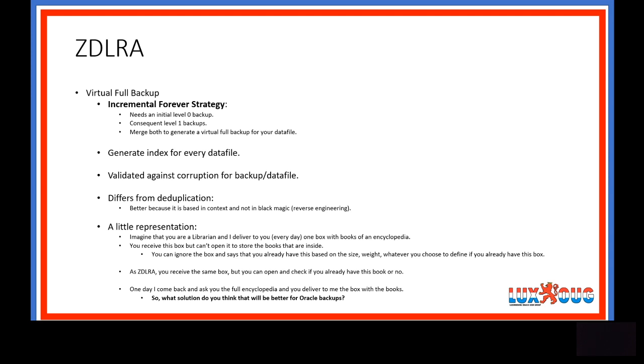With Zero Data Loss, you can open this box and check if you have this book or you don't have this book, the other book. So Zero Data Loss can open the blocks that RMAN sent to generate the backup set. So the idea is that Zero Data Loss can open the blocks that RMAN sent to the tape library. So this is the idea. And what do you think would be better? Someone that can open the box, or someone that can look at the books that are inside of the box? What solution will be better for Oracle backups? My opinion, Zero Data Loss.